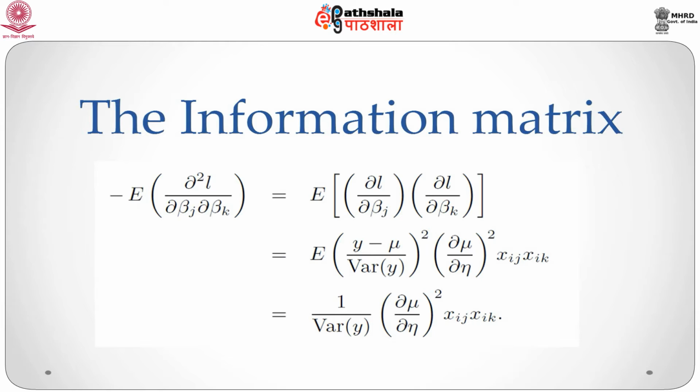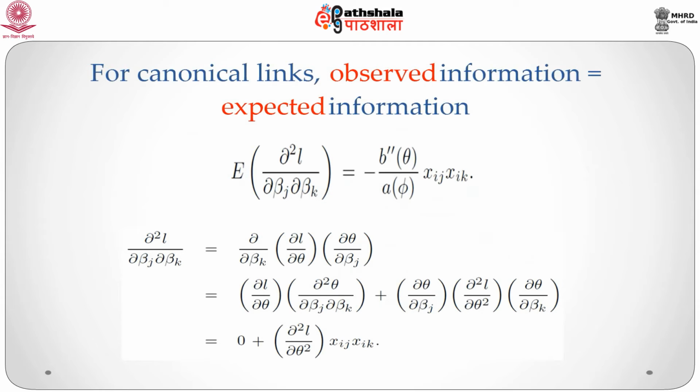which is equal to 1 over variance of y, as the expectation of (y minus mu) square is the variance of y, so it equals 1 over variance of y into (d mu d eta) whole square into xij xik. Note that del mu del eta can actually be written as d mu d eta also. For canonical links, we have the result that the observed information is equal to the expected information.